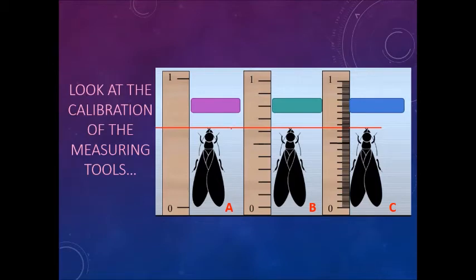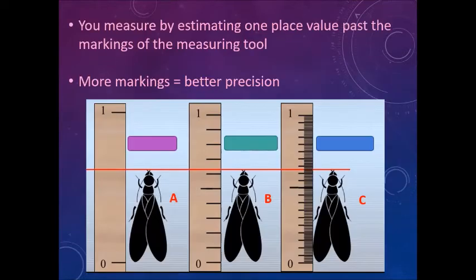So looking at the ruler measuring tools, we're going to compare measuring this insect with 3 differently calibrated rulers. Looking at the first one here, the first one has very little markings. The middle one has few markings, and then this one over here to the right, the C one, has a ton of markings. The more markings there are, the better the precision of the measuring tool. And when you measure, you're estimating 1 place value past the markings of the measuring tool.